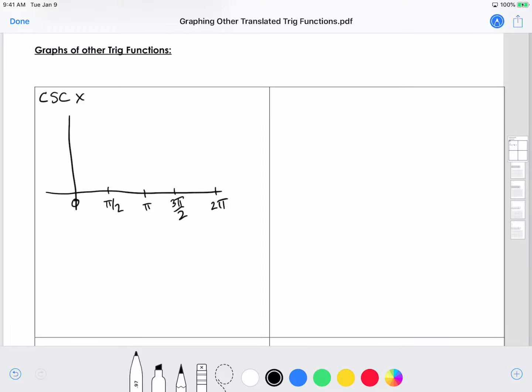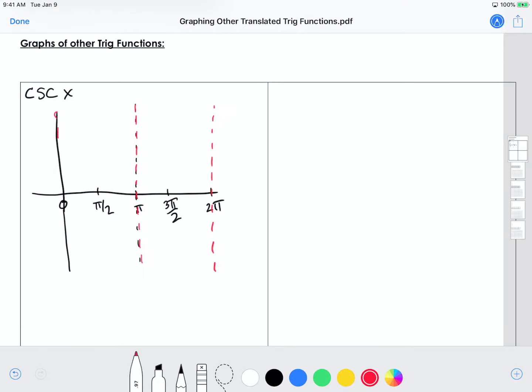When we graph cosecant, we are going to have an asymptote at pi, because at pi, sine is 0, and since cosecant and sine are reciprocals, when you take the reciprocal of 0, it's going to be undefined. So we have an asymptote at pi. Same thing goes for 2 pi. So anywhere that sine is 0, cosecant is going to be undefined.